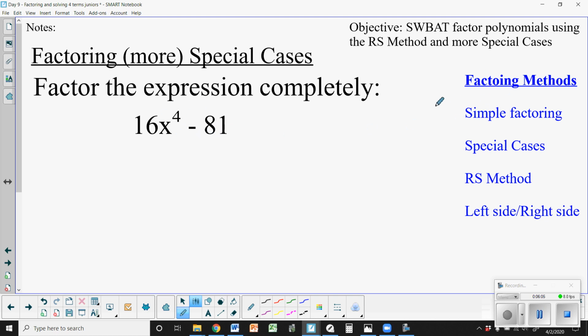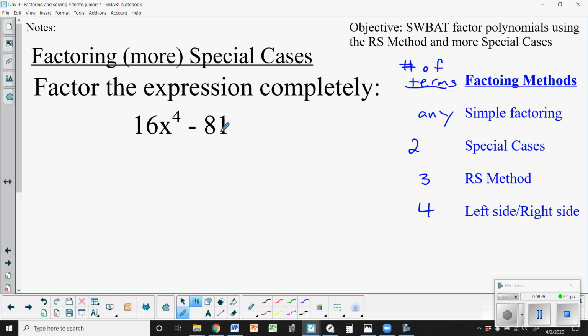Again, when we're looking at factoring methods, simple factoring can be used with any amount of terms, and the thing we're looking at is the number of terms. Special cases have two terms. The RS method, we're looking at three terms. And left side, right side, we're looking at four terms. So we first want to identify the terms, and then we choose the method that works best.